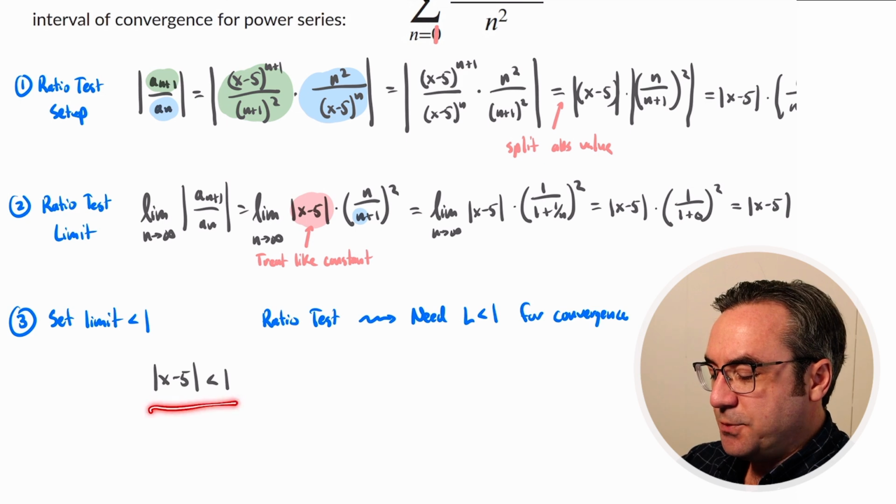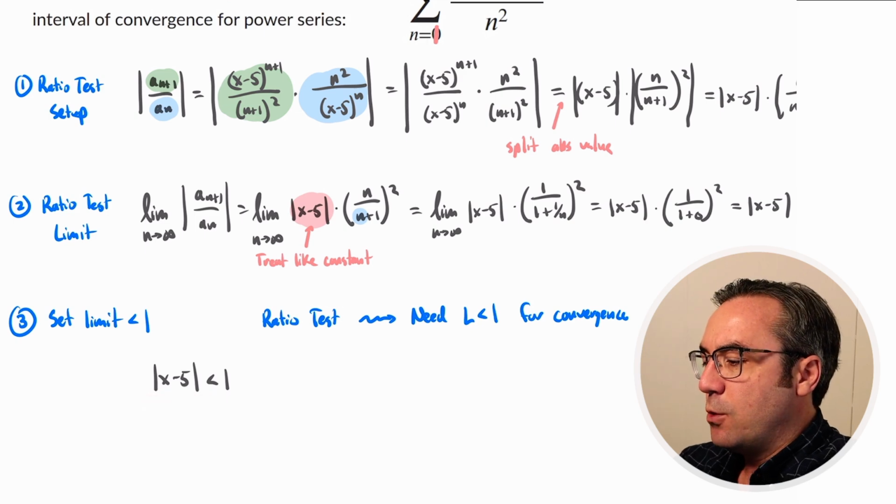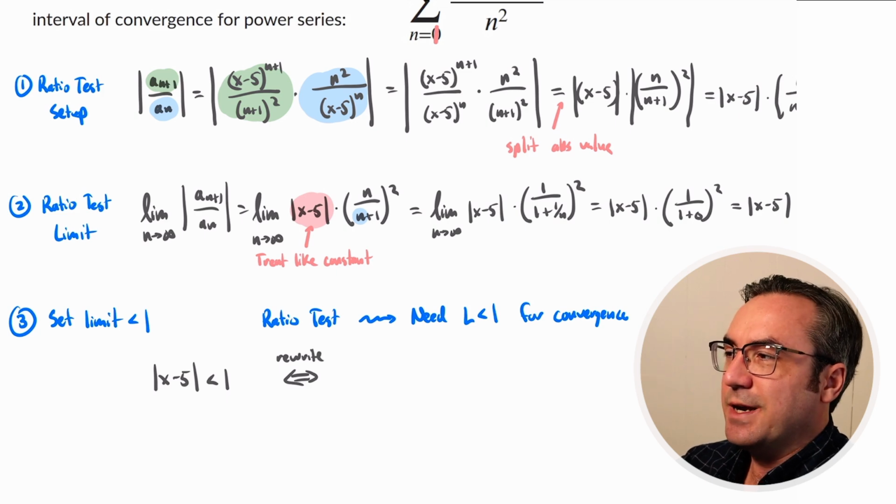All right, so now once we have this inequality set up with the absolute value sign, we're going to rewrite it as a double inequality. So we're going to get rid of the absolute value sign, essentially.